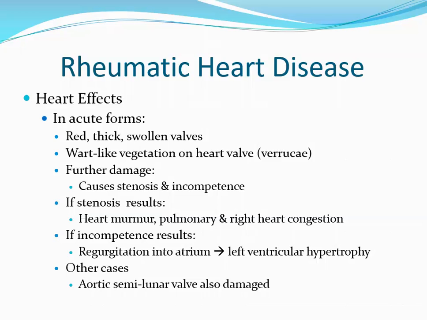If stenosis of the mitral valve happens, this will cause a heart murmur and pulmonary congestion. Over time, this congestion will lead to chronic heart failure. In incompetence of the mitral valve, you will see regurgitation into the atria. As a result, the left ventricle will hypertrophy in an attempt to compensate for the lower efficiency of pumping, again trying to maintain cardiac output. In other cases of rheumatic heart disease, the aortic semilunar valve can also be damaged. Other valves are not usually affected.